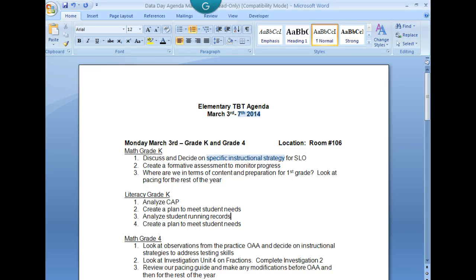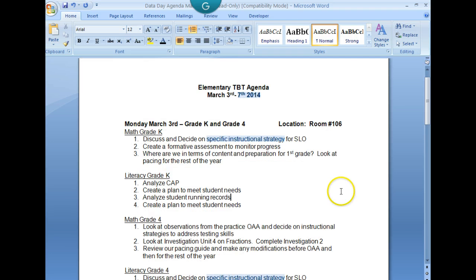During your TBT meeting, we need for you to review your norms. Make sure that you have your roles already assigned and you review the roles for today and the agenda. Again, this is an example of one building's agenda.